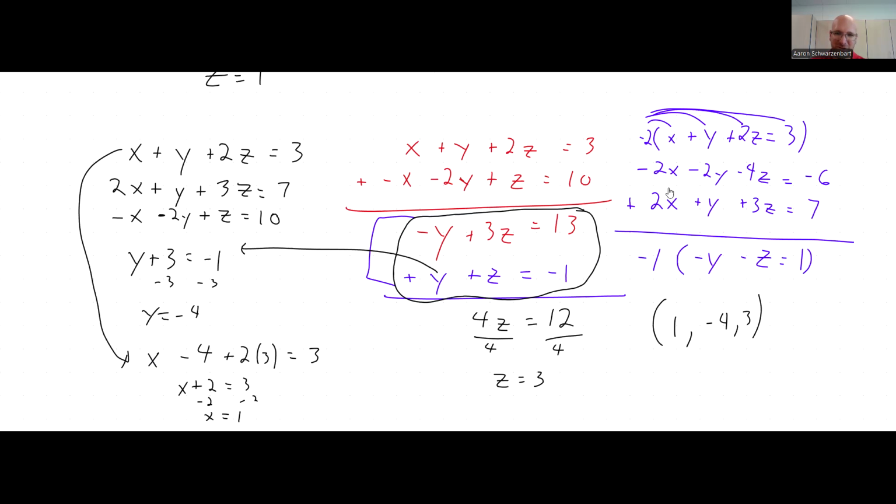Solve for the single variable. Use one of those two variable equations to get your second variable. Then substitute into one of your original equations to get your third variable. And finally, write your answer.